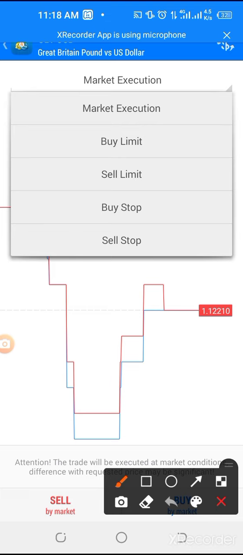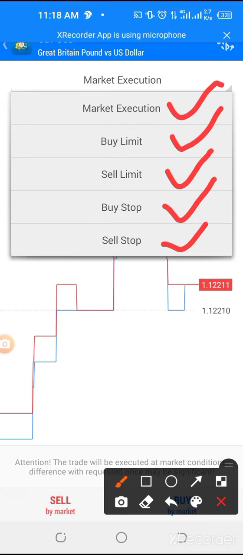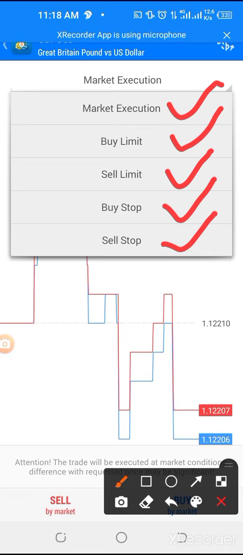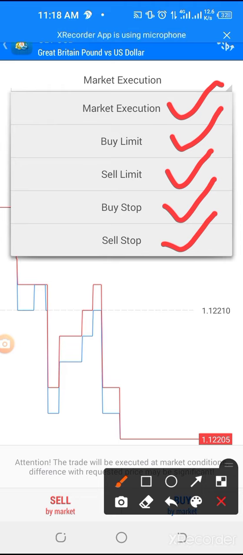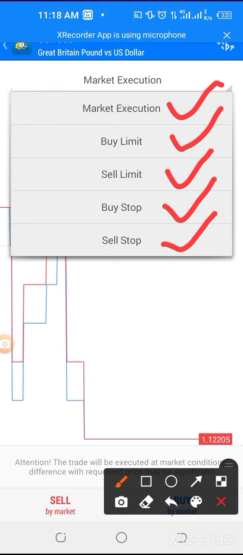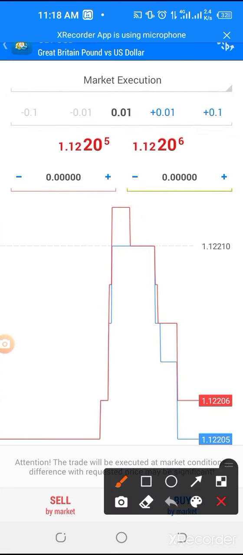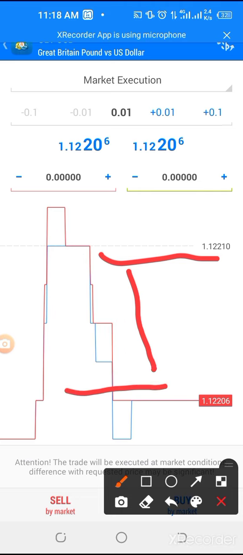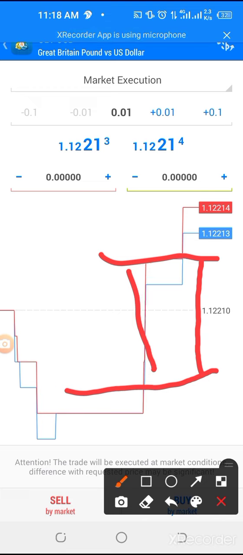Now you also have the market execution, buy limit, sell limit, buy stop, and sell stop. All of these are means by which you want to take your trade position. So if you say buy limit, you're saying, okay, I want to buy, but I don't want to buy now. Yes, the price is currently somewhere here. So I want to buy when the price drops down. Then if the price gets to a certain limit like this, I want to buy so that when the price goes up, I will start being in profit.